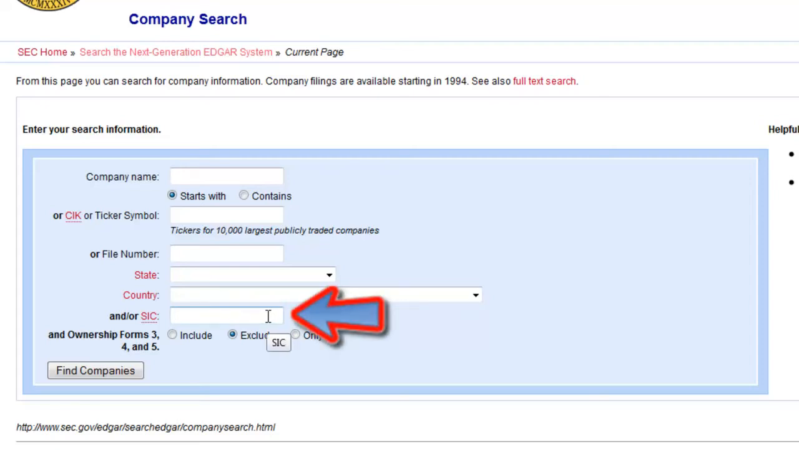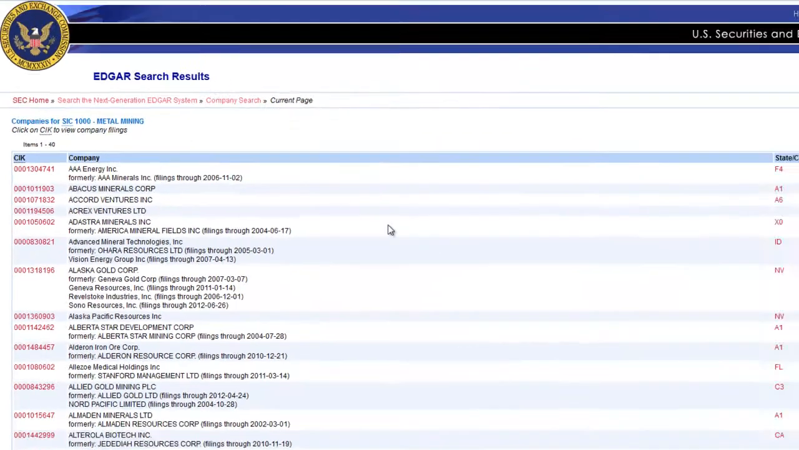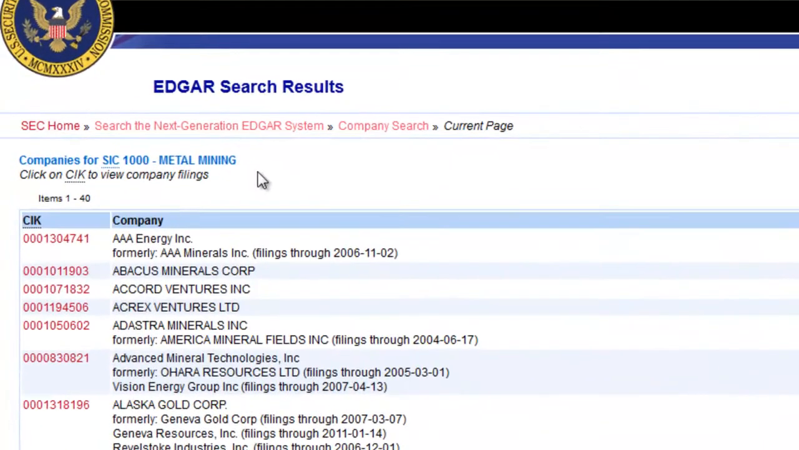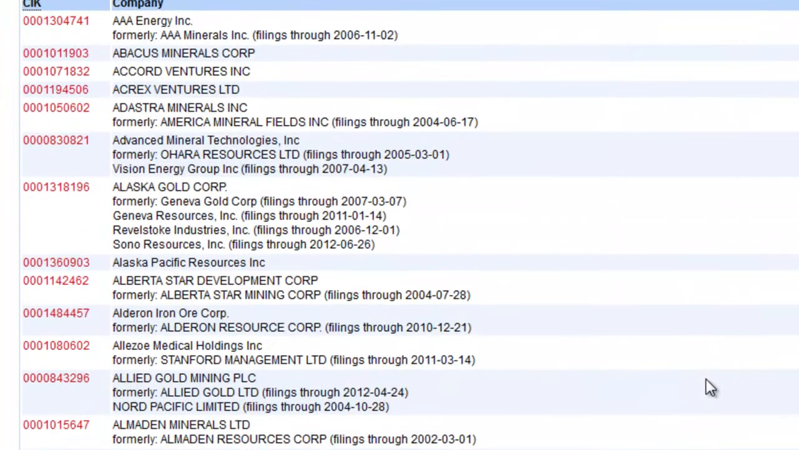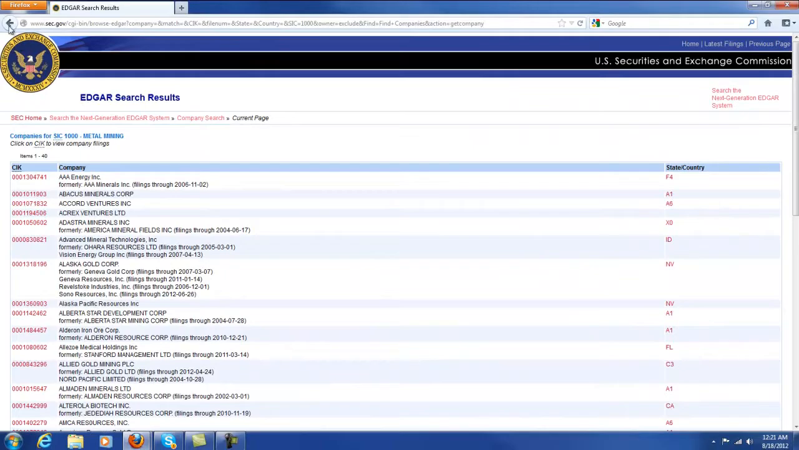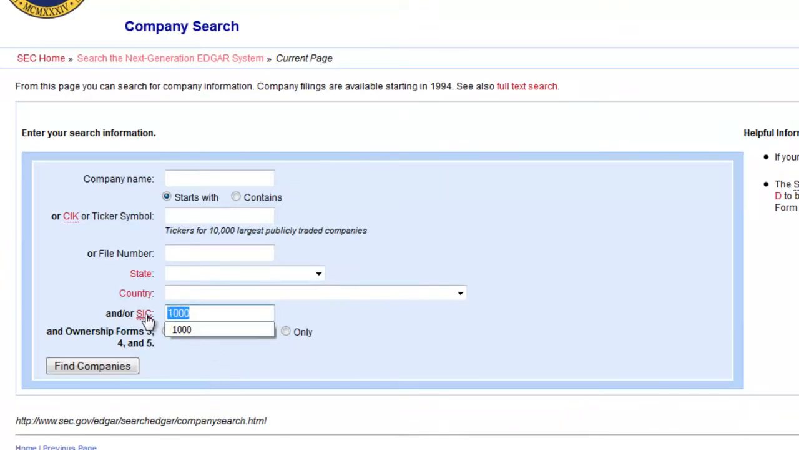SIC codes that you can search by. Remember when we were talking about SIC codes, each industry is assigned a particular SIC code. So if you know it, you would enter it here. So let's go ahead and try 1000 and click search. 1000 is assigned to metal mining. So this is a list of companies that operate in this industry. Let's go back.